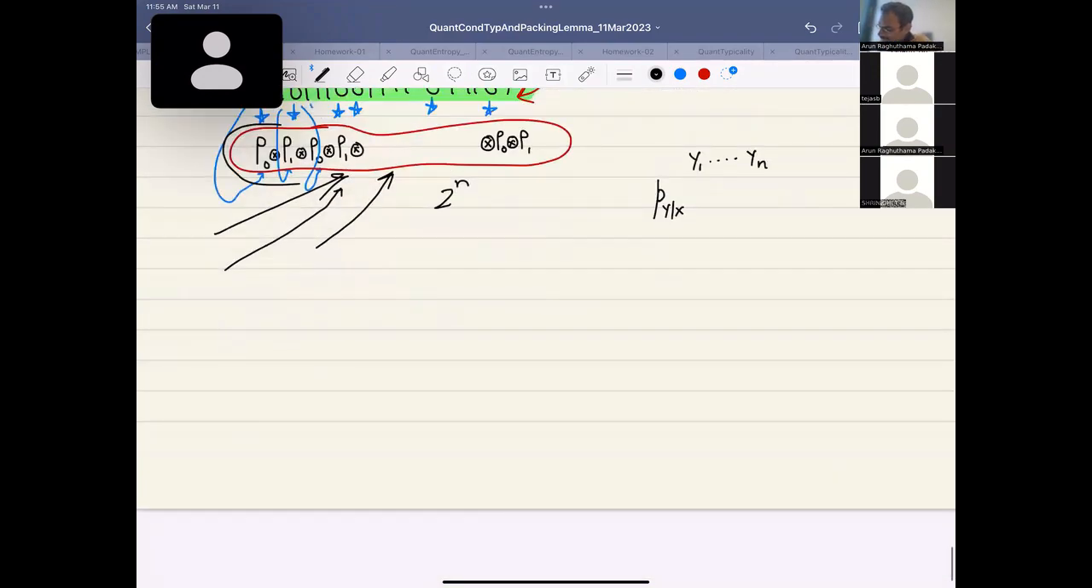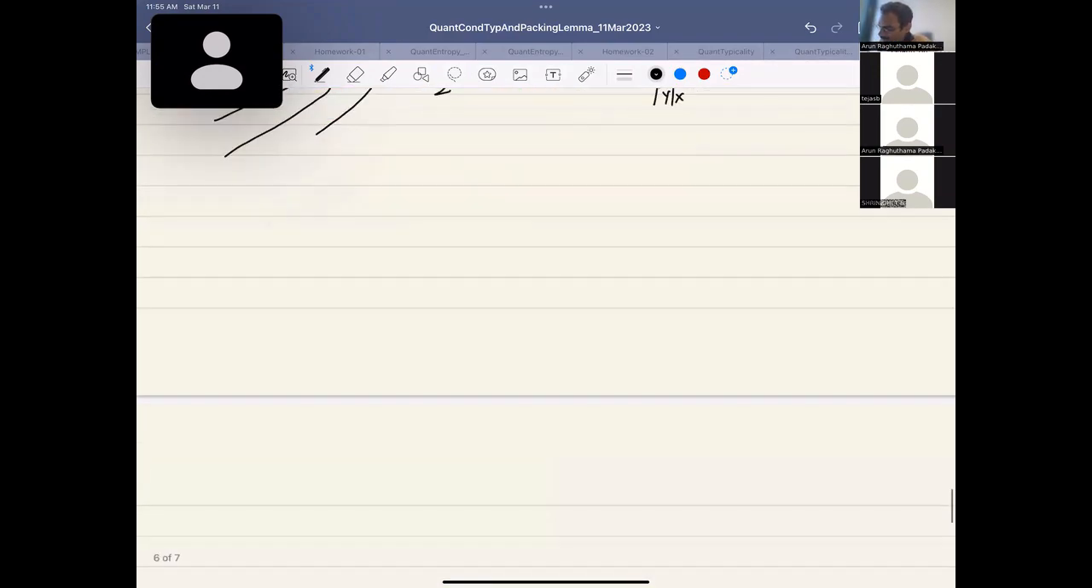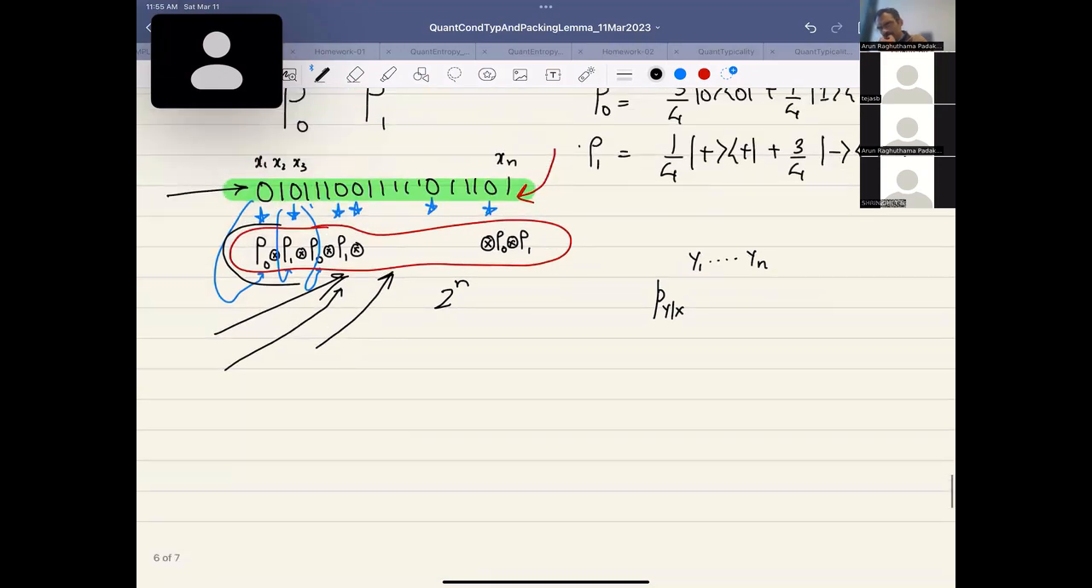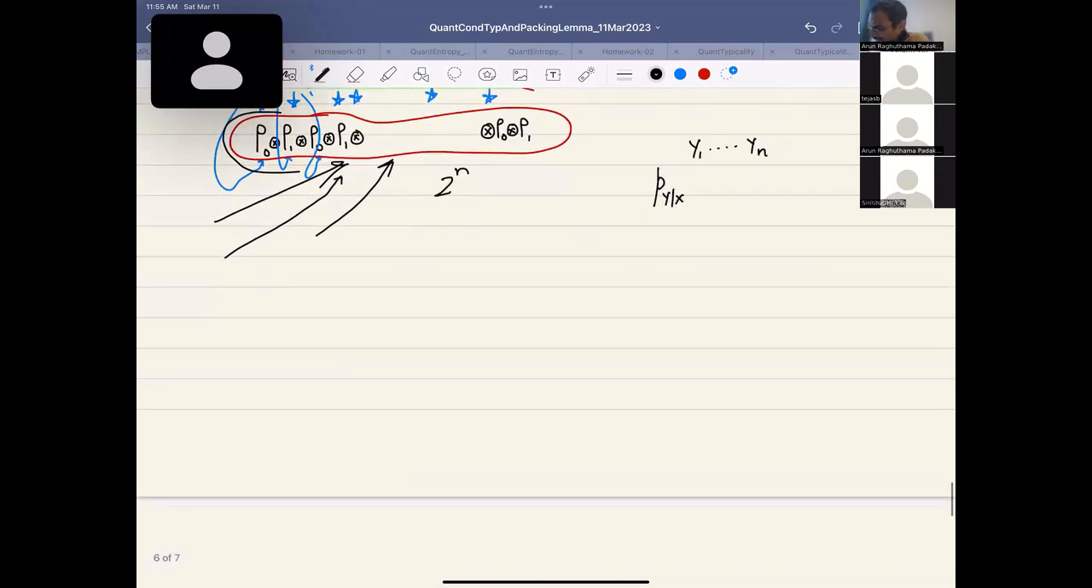So what was the motivation? Remember the motivation? I think your question is slightly alluding to the motivation of asking this question. What is the analog of this y1 through yn string in the quantum thing? That is not clear. Like the x's, I understand, px1 becomes rho x1 and so on.